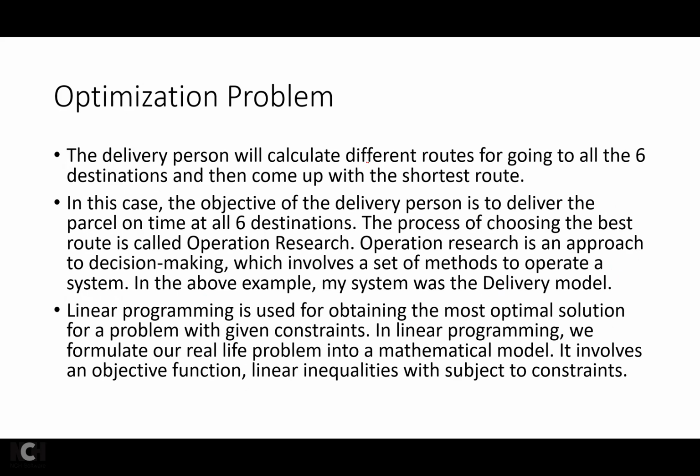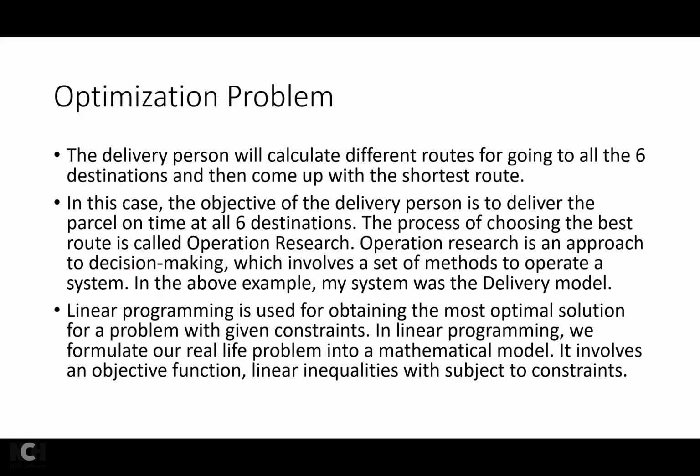The delivery person will calculate different routes for going to all the 6 destinations and then come up with the shortest route. And here we want to make sure each specific house is visited only once, because you want to save your cost, right? In this case, the objective of the delivery person is to deliver the packages on time at all 6 destinations. The process of choosing the best route is called operations research.